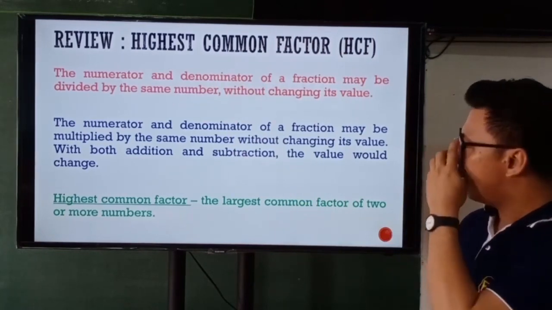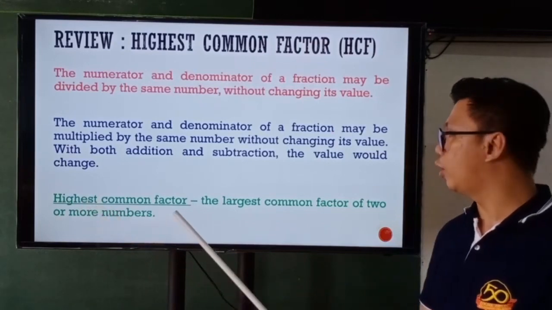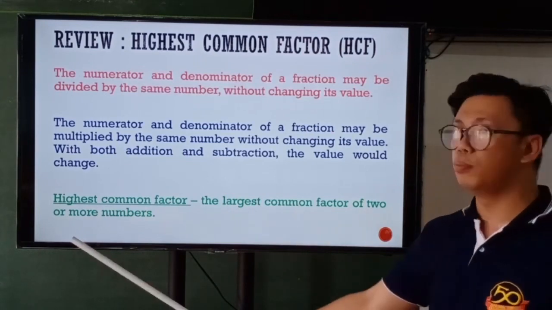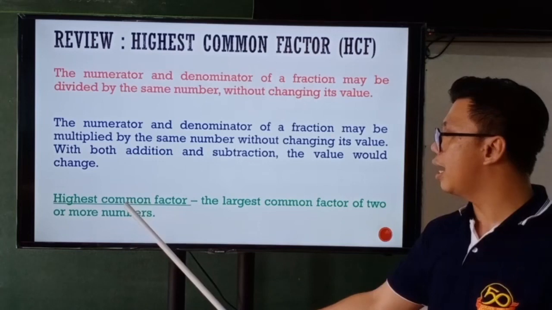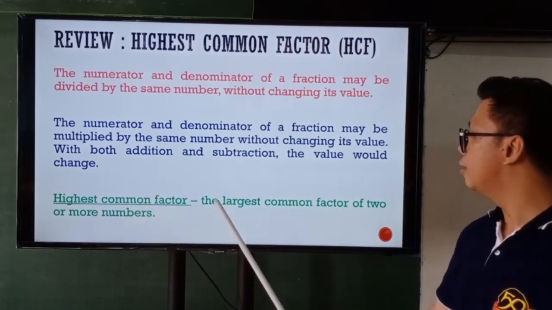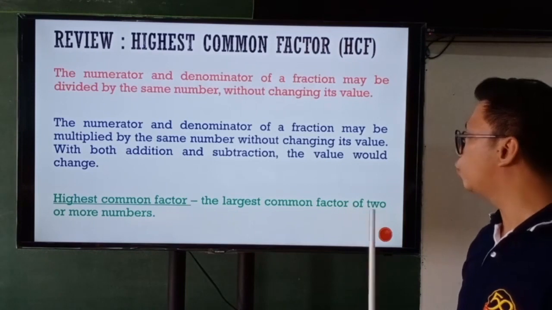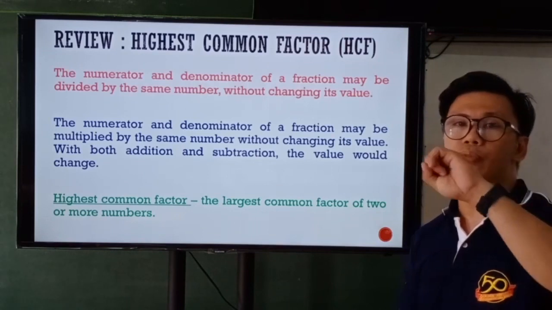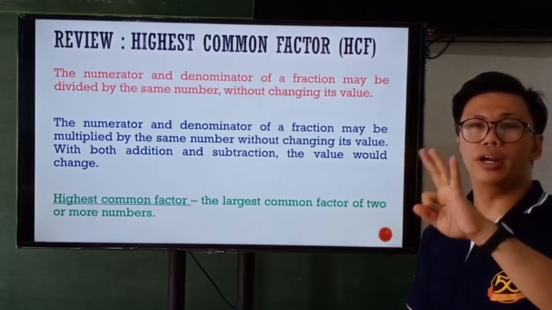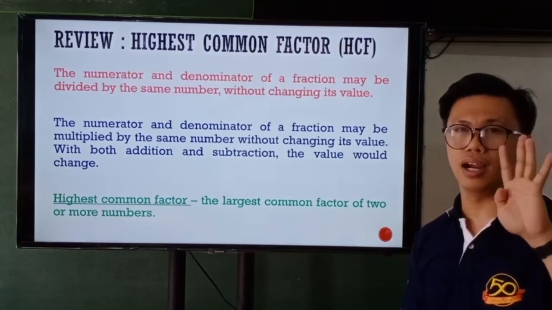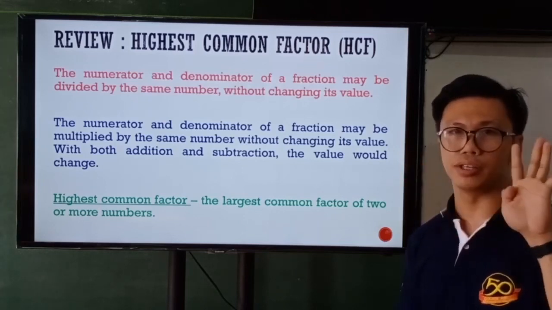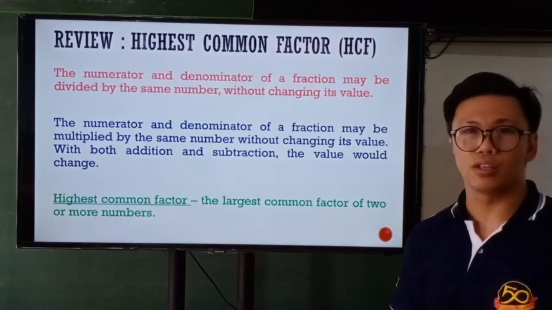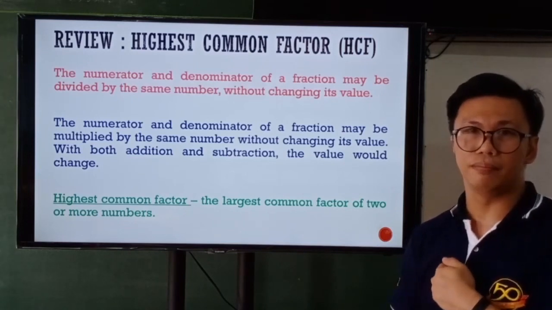Understand? And then, when we say highest common factor, that is the largest common factor of 2 or more numbers. For example, the common factors are 1, 2, 4, and 6. So what is the largest common factor of these 4 numbers? 6. So we will write 6, and that is our highest common factor. Did you understand? Very good.